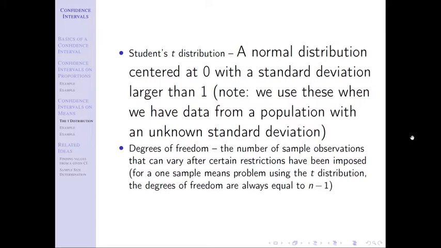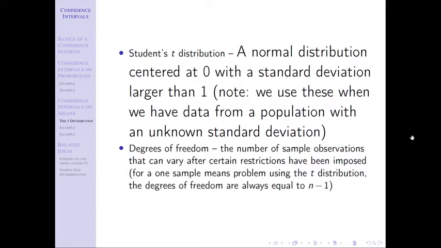Now, I'm going to explain the n minus 1 because some of you may be saying, why? You do not need to know this. So if you don't want to be confused by this, that's no problem. I just want to give an explanation for those of you who may be saying, well, why n minus 1? And it goes to the definition. The definition is the number of sample observations that can vary after certain restrictions have been imposed. It's the idea of how many things can change once I've locked in certain things.